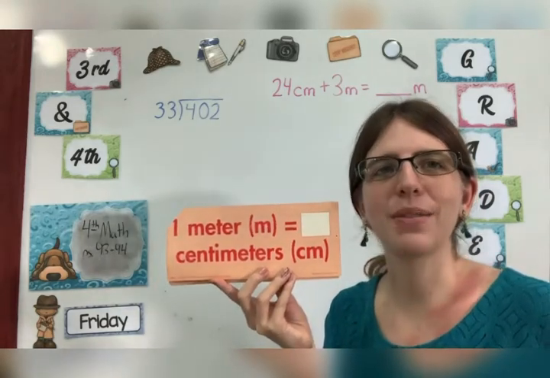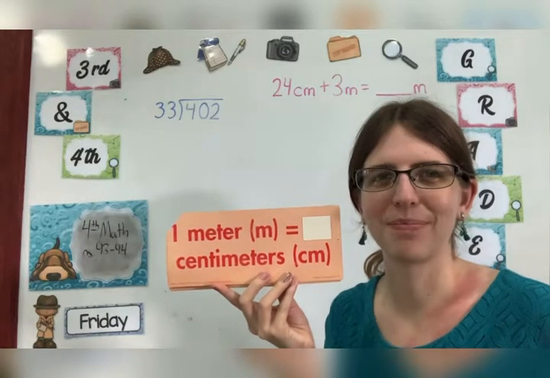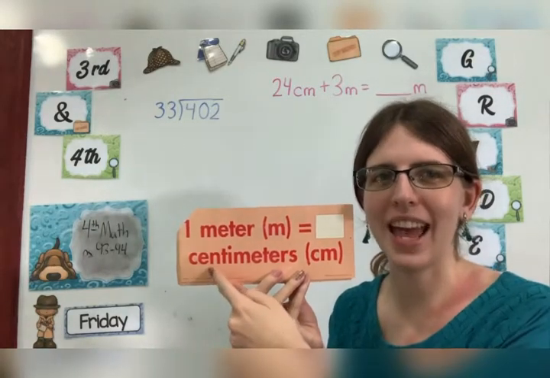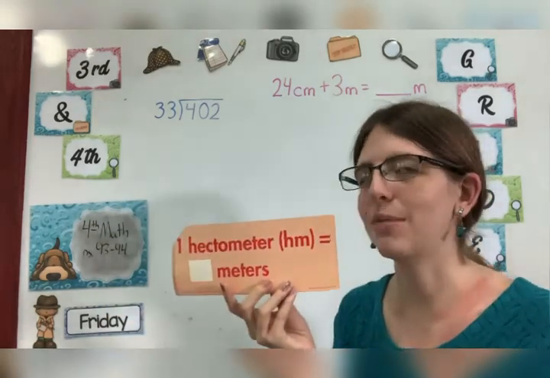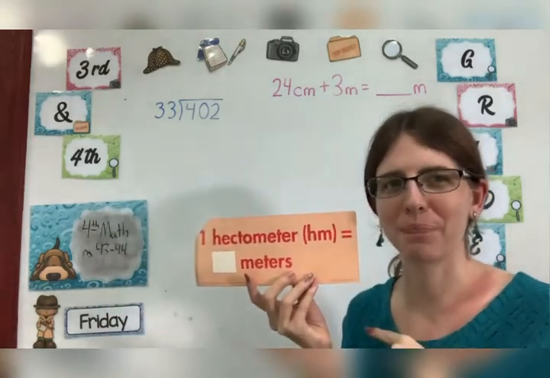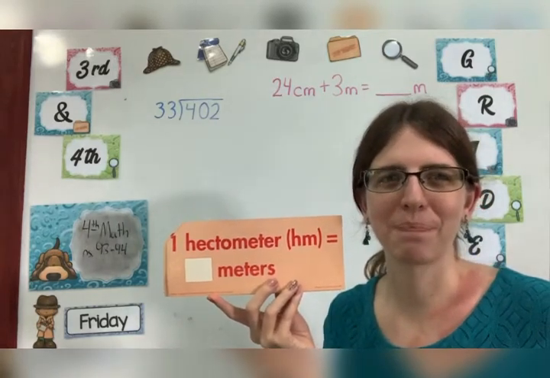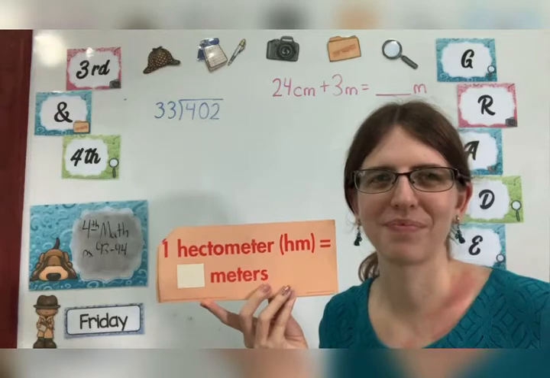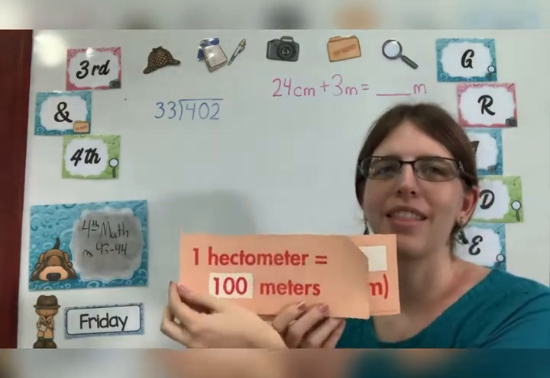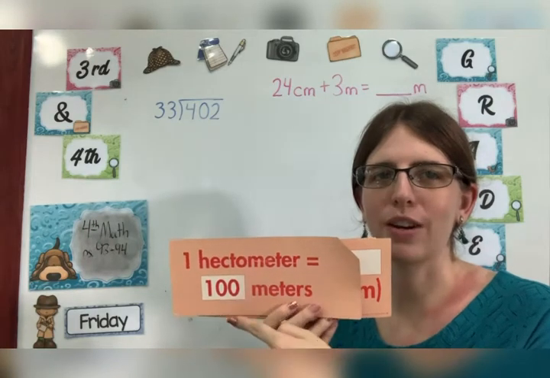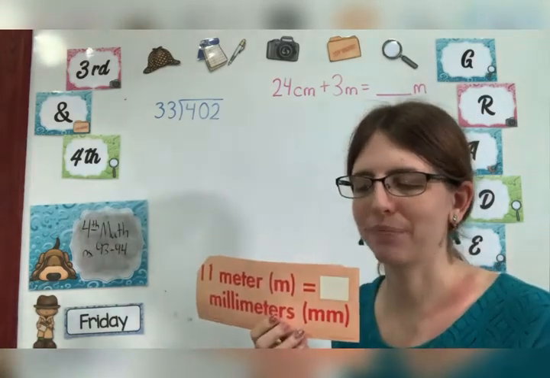1 meter equals how many centimeters? 100. 1 meter is 100 centimeters. Again, it's smaller than a meter. 1 hectometer equals how many meters? This is also 100. A hectometer is bigger than a meter, so you need 100 meters to make 1 hectometer.